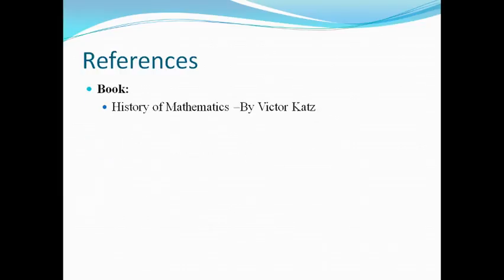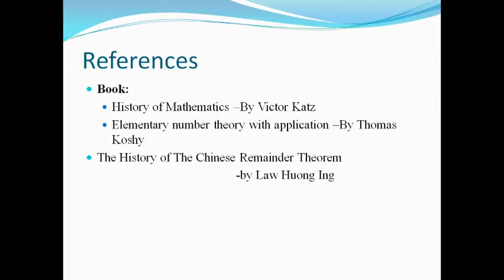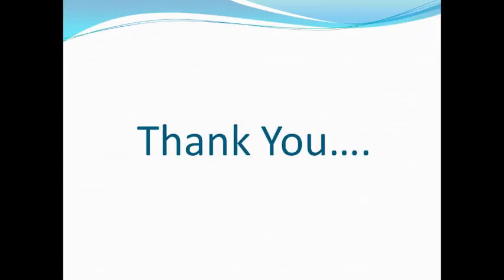Now the references. To make this presentation, I have used two books. The first book is History of Mathematics by Victor Katz. The second is Elementary Number Theory with Applications by Thomas Koshy. And The History of Chinese Remainder Theorem by Lam Lay Yong.